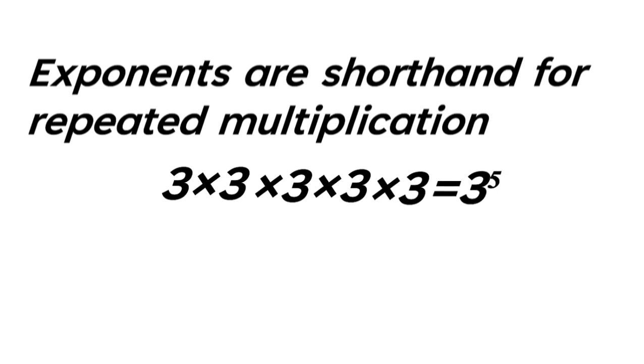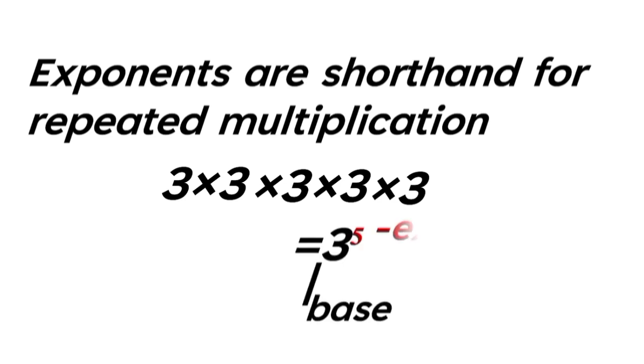For example, we have 3 times 3, then another times 3 again, and we have 3 to the power 5. So to make this short, we write 3 with a small number 5. 3 to the power 5 is equal to 243. Here the 3 is the base and the 5 is the exponent.